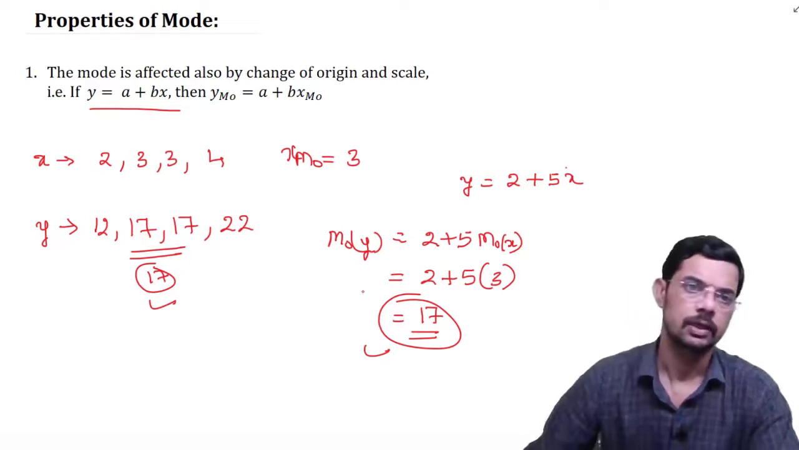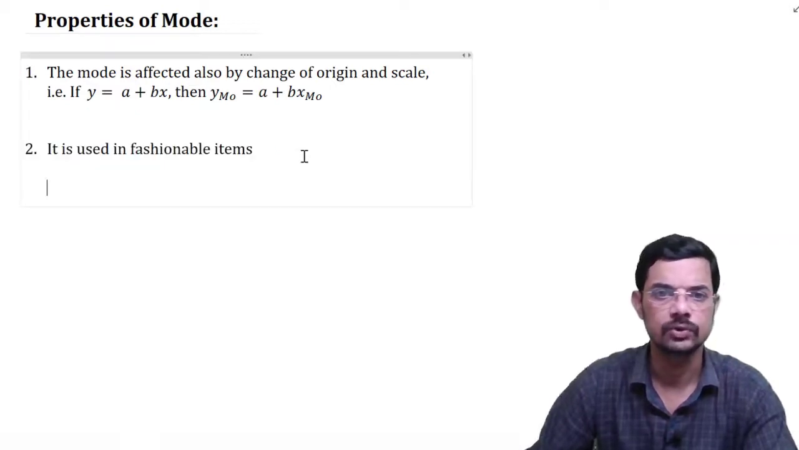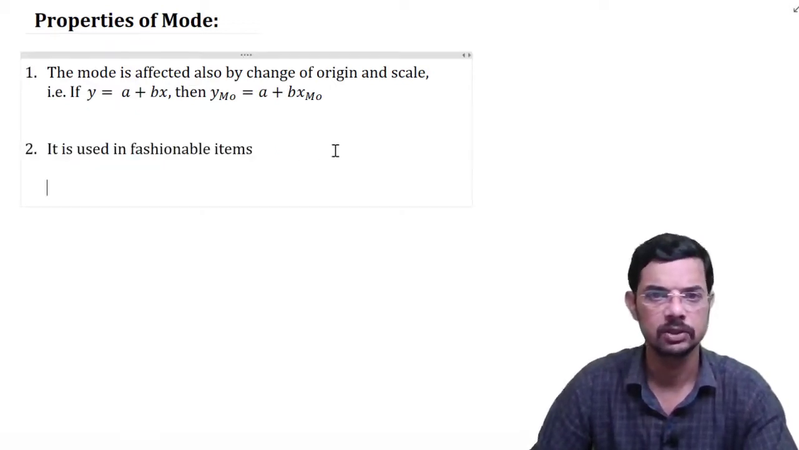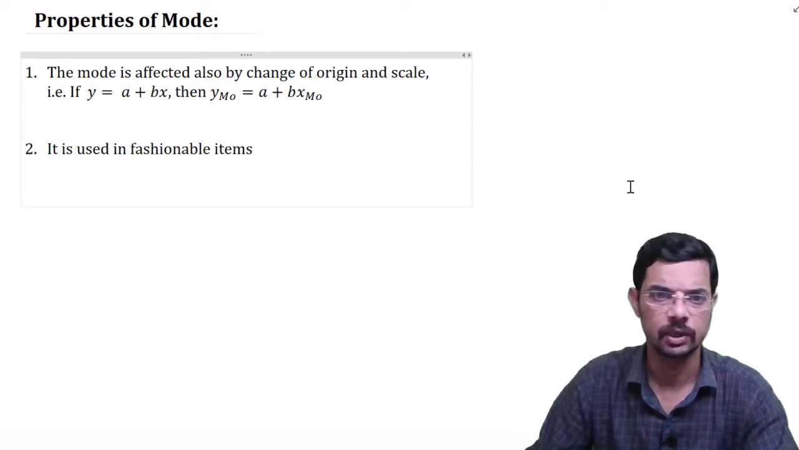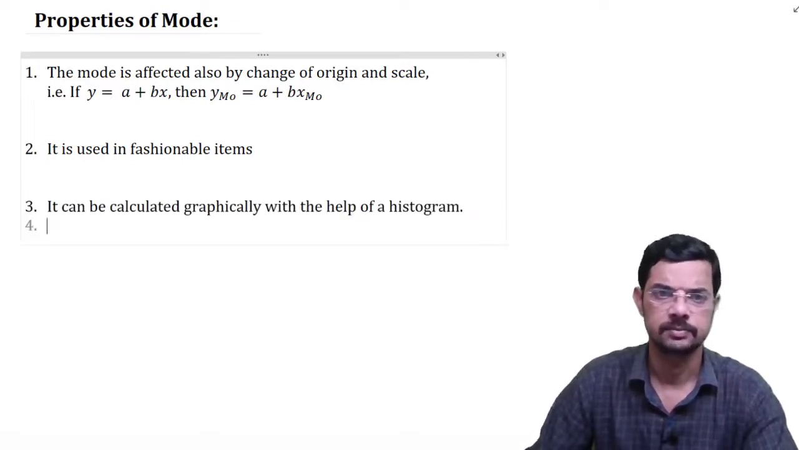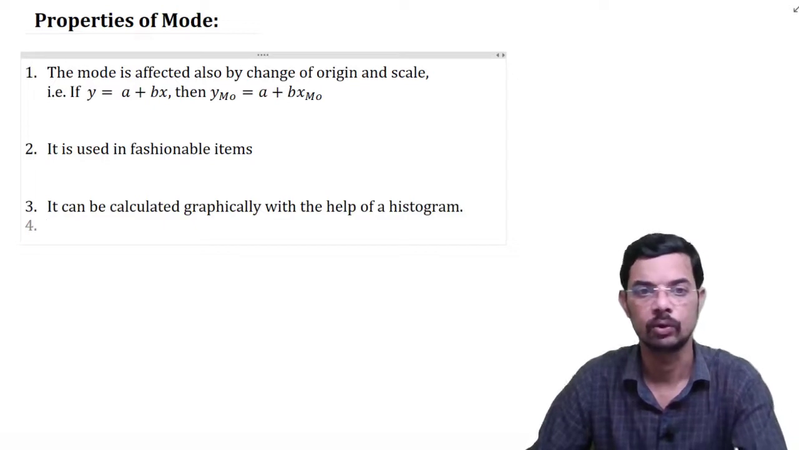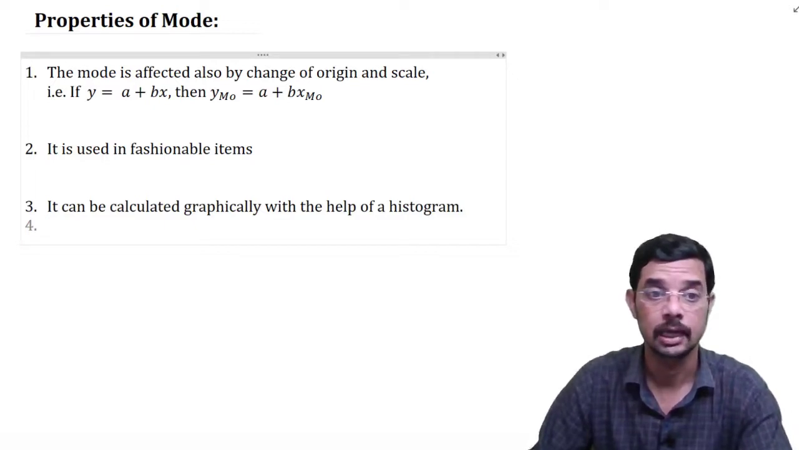Okay, so let us discuss the second property, that it is used in fashionable items, because something which is more consumed is fashionable. If more people follow something, then you also tend to follow that. So it is used in fashionable items. Next, it can be calculated graphically with the help of a histogram. So histogram is used to calculate mode.